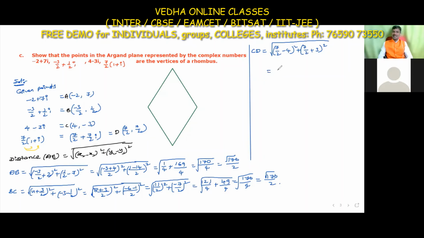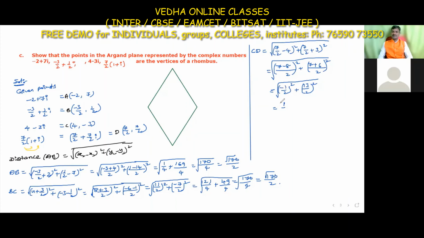So take LCM. LCM is 2. 7 minus 2 times 4 is 8, whole square. Tell me first what we get next. 7 plus 2 times 3 is 6, 7 plus 6 whole square. Now simplify and tell me. 7 minus 8 is minus 1 by 2 whole square. Next one, 7 plus 6 is 13 by 2. Sorry. Next step, minus 1 by 2 whole square becomes plus.